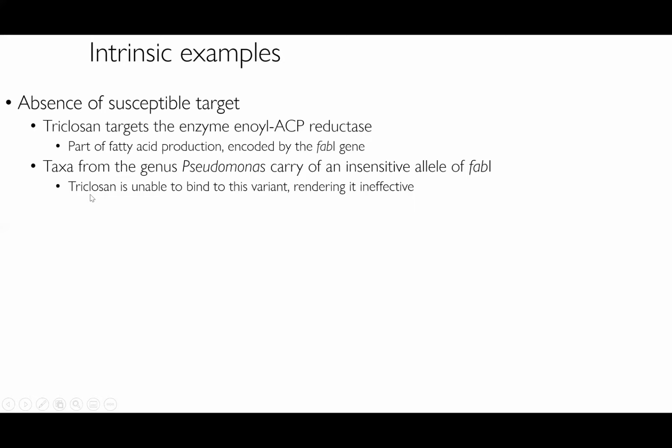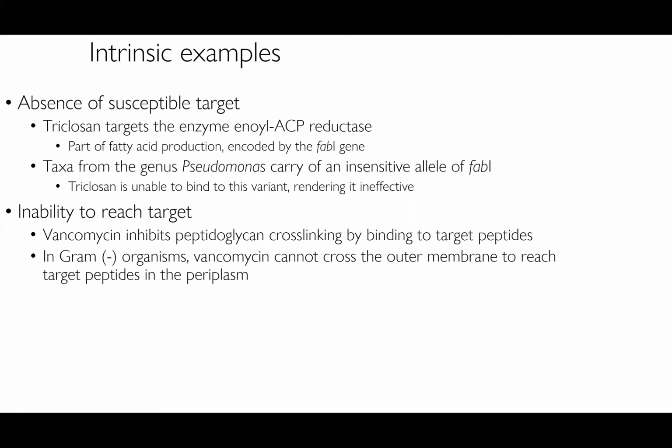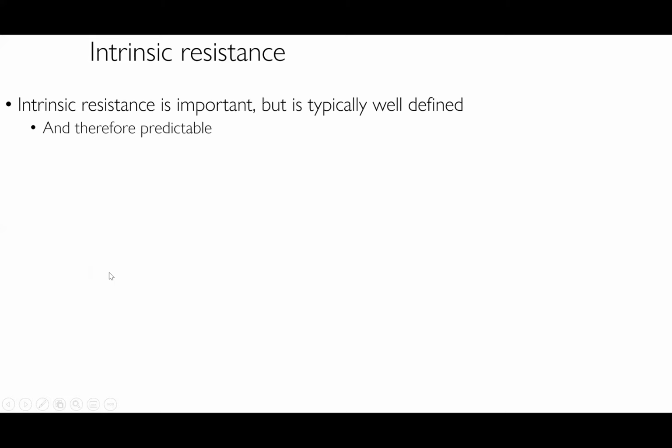The other common intrinsic example is the inability to reach targets. In particular, vancomycin inhibits peptidoglycan cross-linking. In gram-negative organisms, vancomycin simply cannot cross the outer membrane to reach the target peptides, thereby making gram-negative bacteria immune naturally, or intrinsically, to vancomycin. Intrinsic resistance is important, but it's typically well-defined, and therefore predictable.